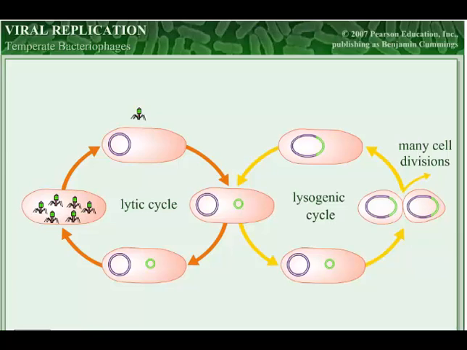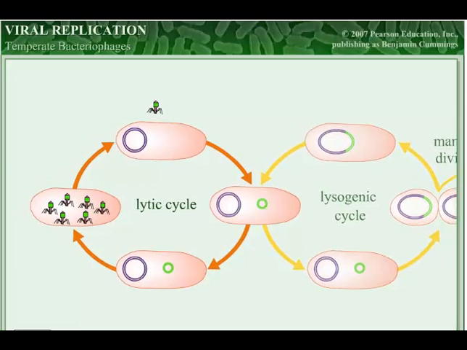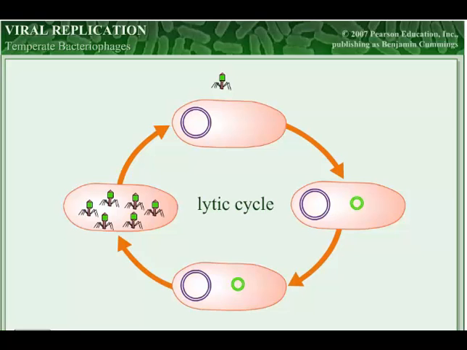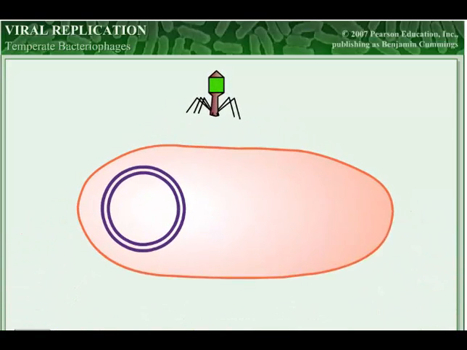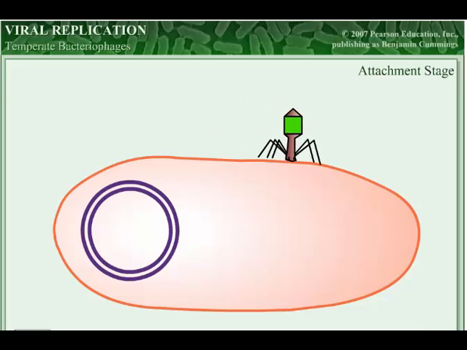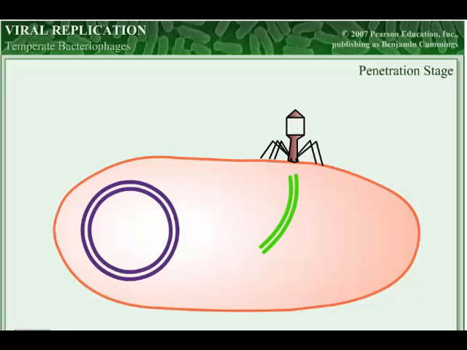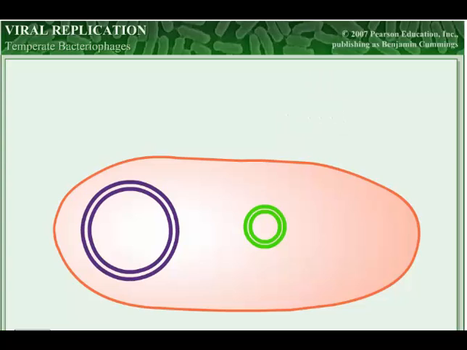Temperate bacteriophages carry out two types of life cycle, the lytic cycle and the lysogenic cycle. The lytic cycle for temperate bacteriophages is similar to the lytic cycle for virulent phages. The phage attaches to the host cell during the attachment stage, and then penetrates the host cell and injects its DNA during the penetration stage. In temperate bacteriophages, the phage DNA forms a circle, which can either replicate and be transcribed to produce phage components in the lytic cycle, or can proceed to the lysogenic cycle.